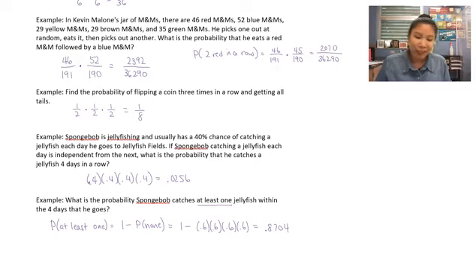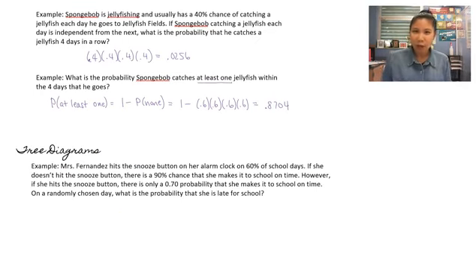I end up with 0.8704. So here, 87.04% that he's going to catch at least 1 jellyfish within those 4 days. Not bad.